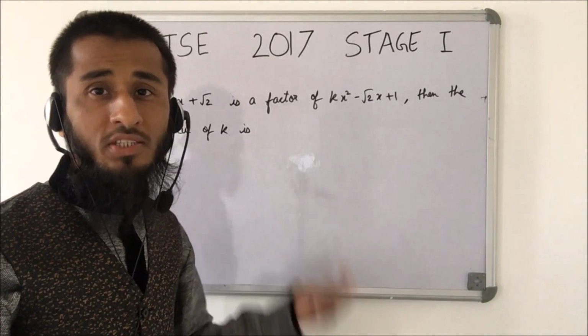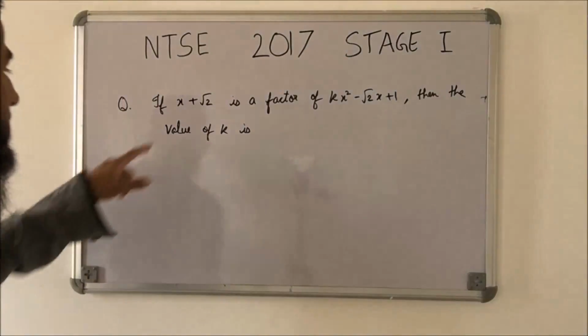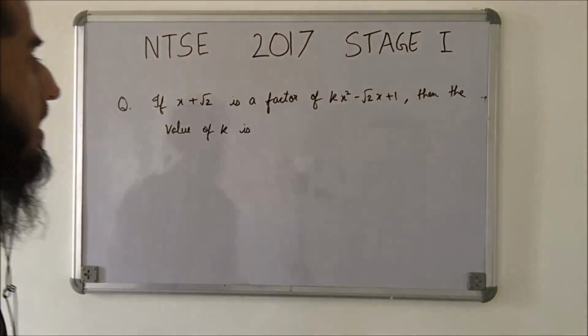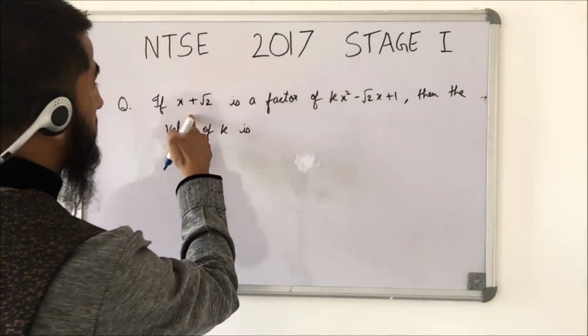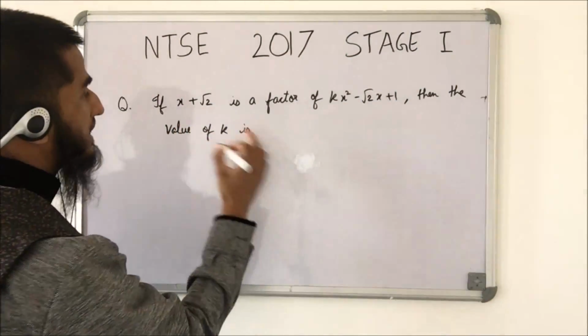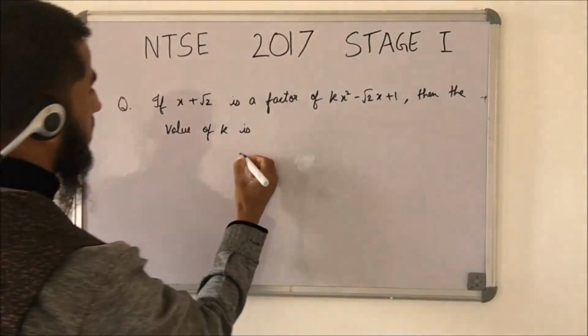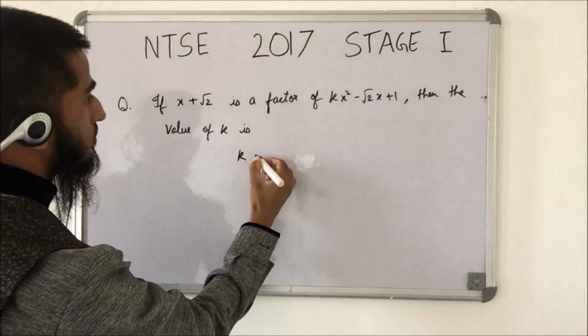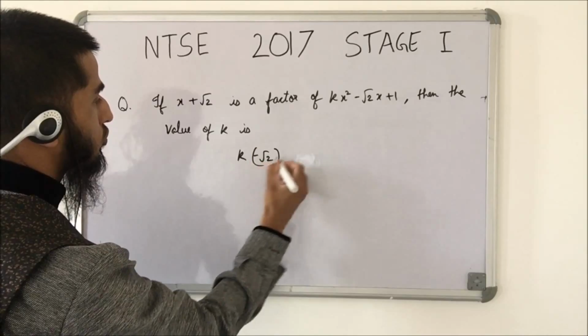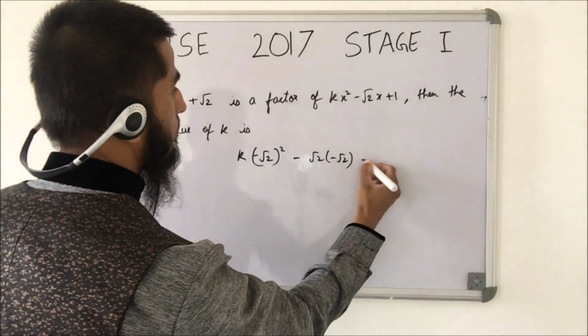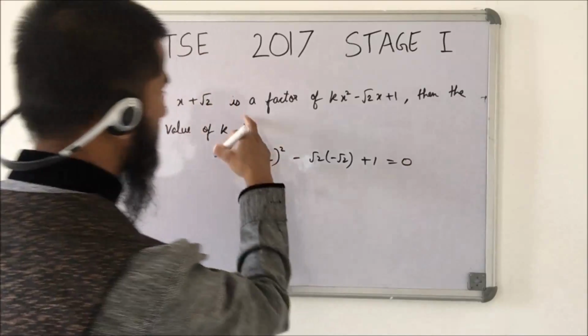A very easy question was asked in NTSE 2017. We said that if x plus root 2 is a factor of this expression, then we need to find out the value of k. It can be simplified. If x plus root 2 is a factor, it means x equal to minus root 2 will make this expression 0. So if I put x equal to minus root 2, we get k times (minus root 2) whole square, then minus root 2 into (x minus root 2) plus 1, and this becomes 0 because this is a factor.